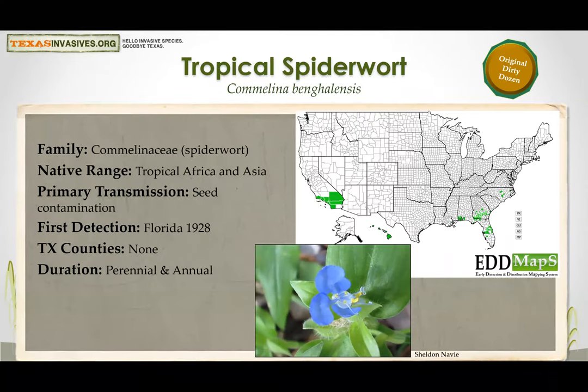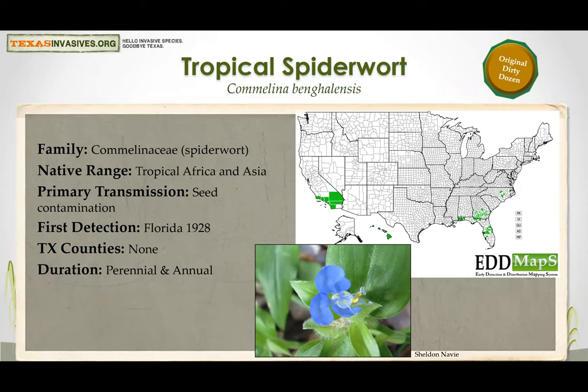The next one is more semi-aquatic. It's found more in your cropland areas, but it's important to look. It could be found in your roadside ditches and those types of areas. So it's important to note, especially with all these flooding events that have been happening, it can easily spread. This is the tropical spiderwort.